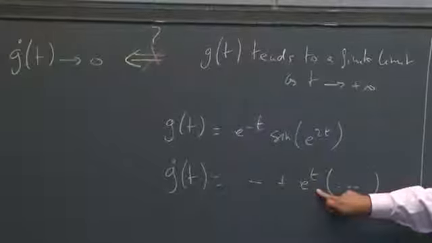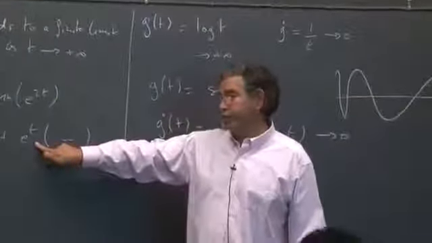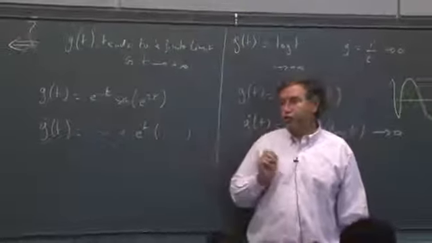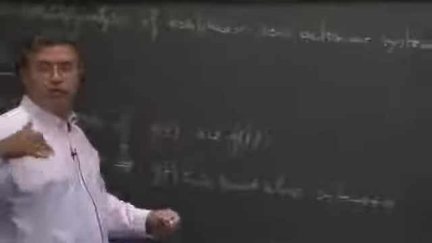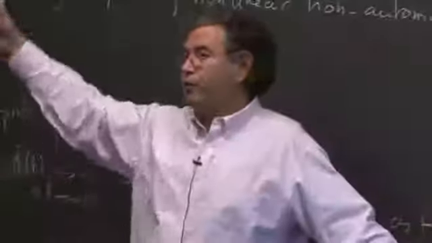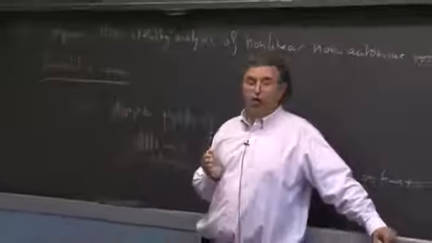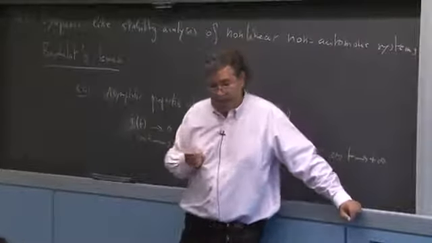So basically, the derivative doesn't tend anywhere. Actually, it's getting worse and worse. But the function tends to 0. So neither of these implications is true. It's not because g dot tends to 0 that g tends to a finite limit, and the other way around is not true either.